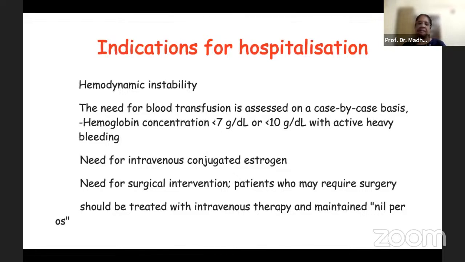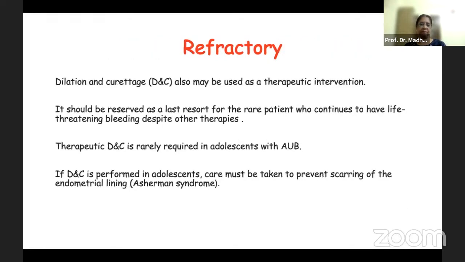Now, when do you hospitalize a patient? When there is hemodynamic instability, yes, immediately you have to hospitalize her. Or when there's a need for blood transfusion, and each is decided on a case-by-case basis. When the hemoglobin concentration is less than 7, or even less than 10 with heavy bleeding. When you have to give intravenous therapy or there is any need for surgical intervention, you have to hospitalize the patient.